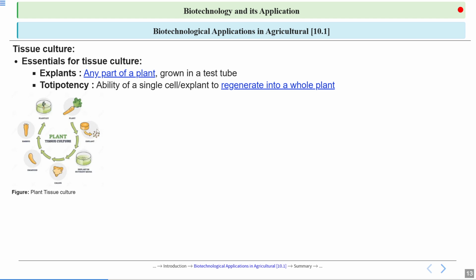This is the same picture in which we have seen how a plant part, that is an explant, we can take and grow in the nutrient media, in tissue culture. This will first form callus, then embryoid, then embryo, and then the plantlet will come, and from this a new individual plant will grow.